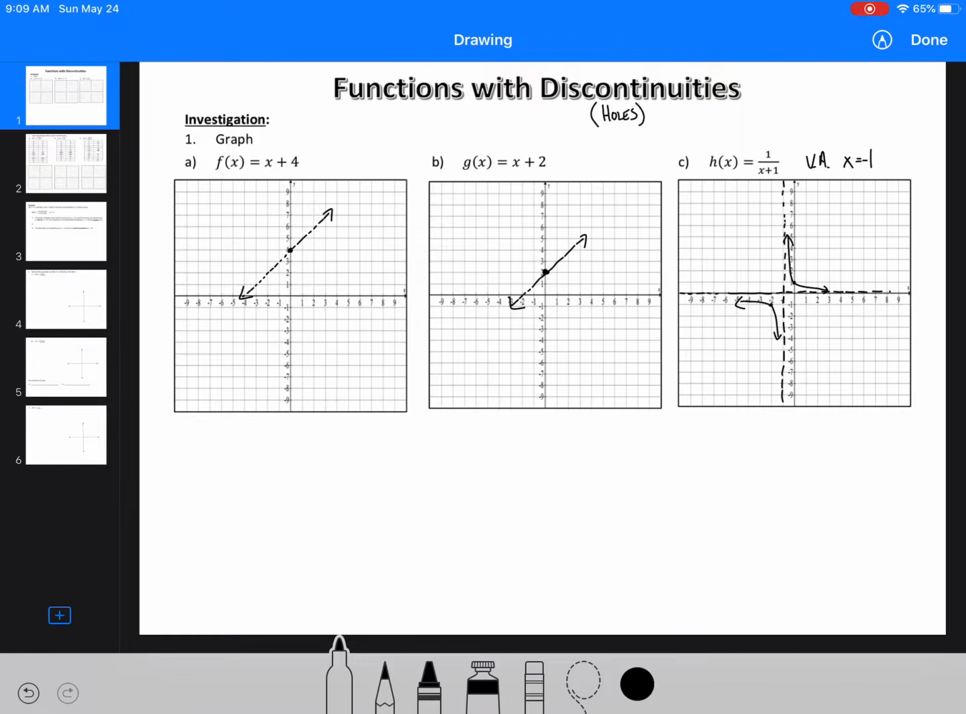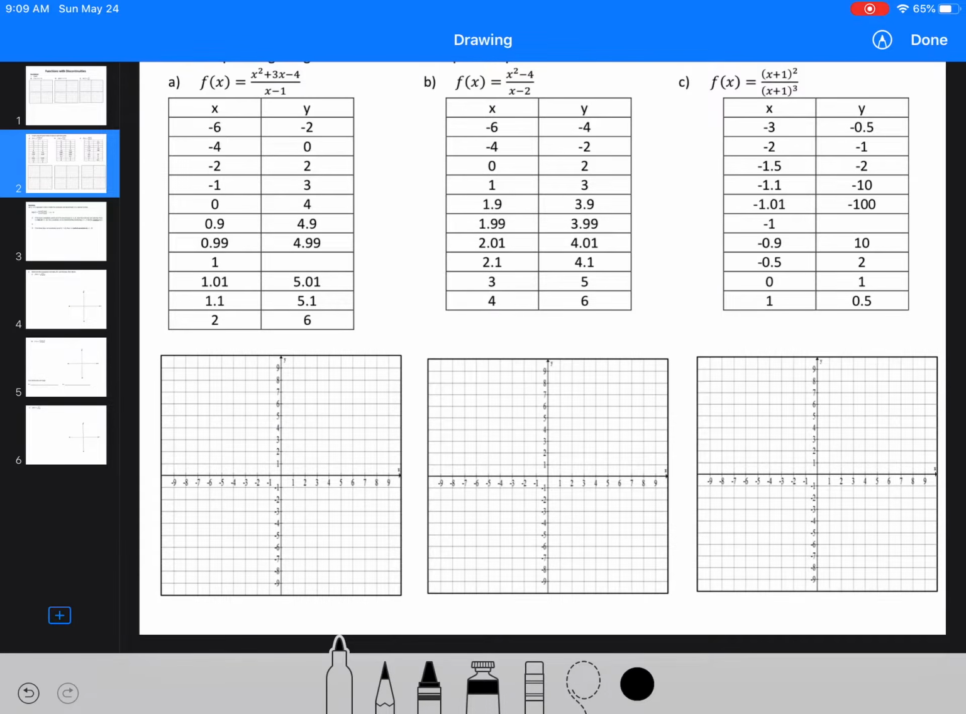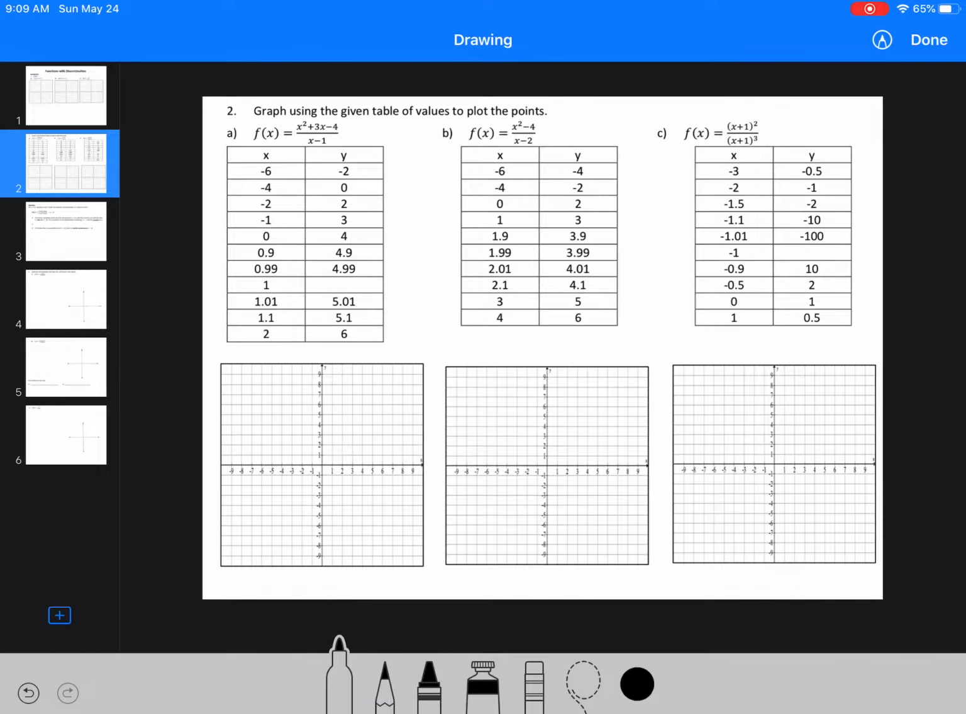Those are very common graphs when we're looking at this, because a lot of the times you're not going to use the higher degrees, because we just want to get across the point of when a discontinuity happens. So if I was looking at these graphs here, what we've done is we've actually given the table of values and we're going through and graphing.